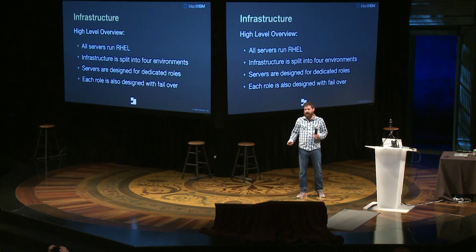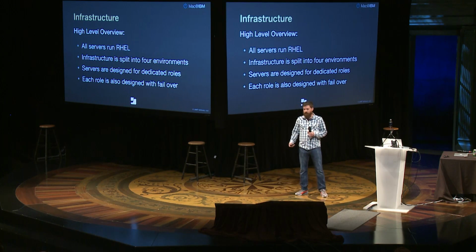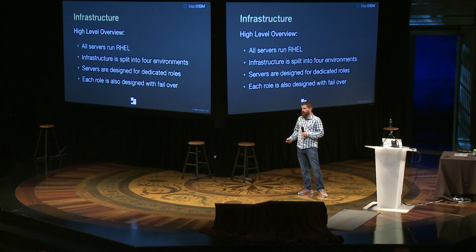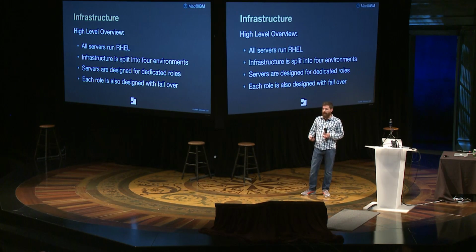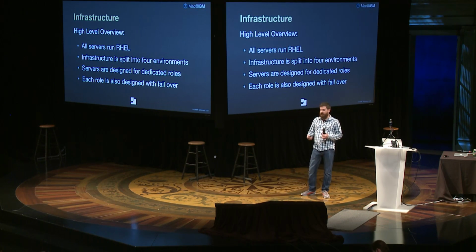So our infrastructure at a high-level overview is basically these bullet points. Every server runs Red Hat Enterprise Linux. We are 100% Linux backend. We have 4 environments in our infrastructure, and each environment does a specific thing. Our environments are QA, production, engineering, and then our tools environment. And we designed all the servers to do dedicated specific roles. Each thing also has redundancy with some failover.